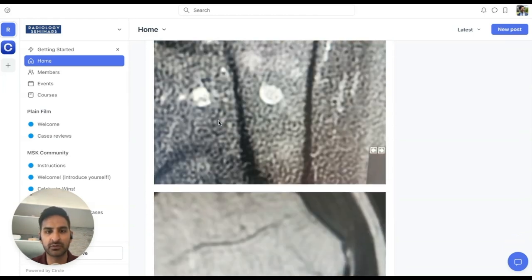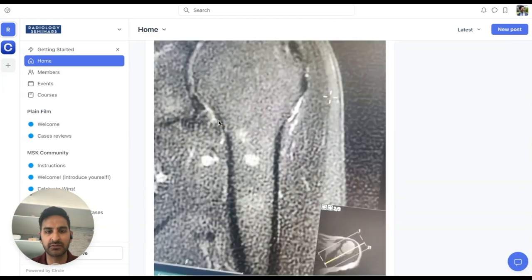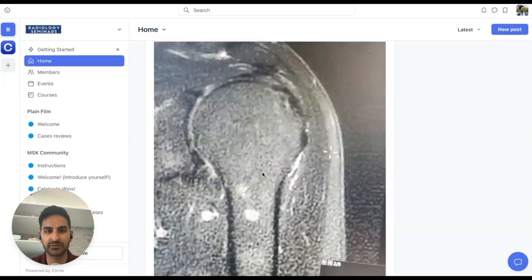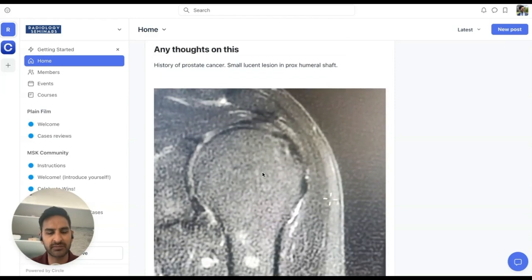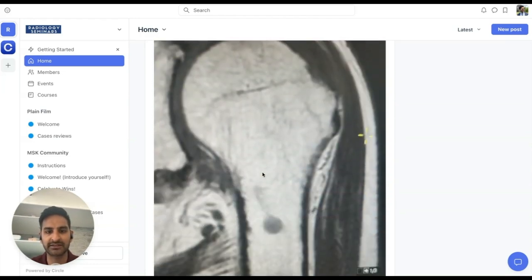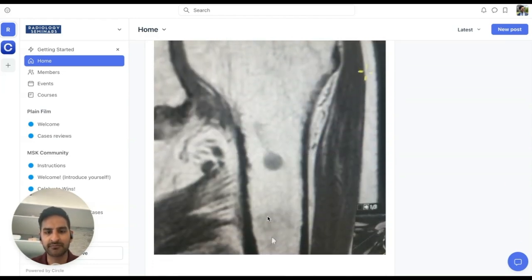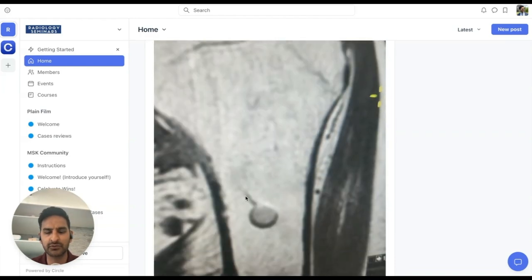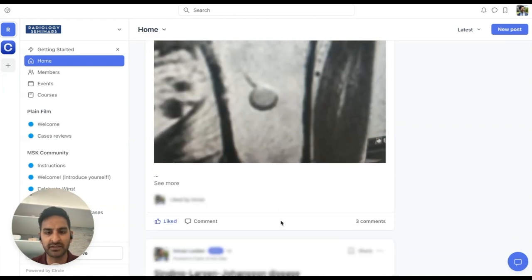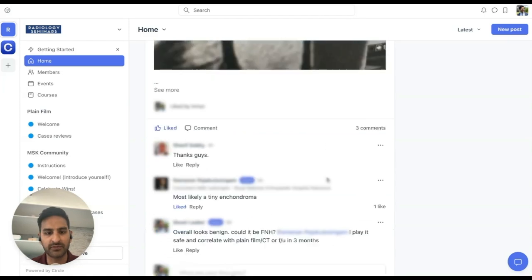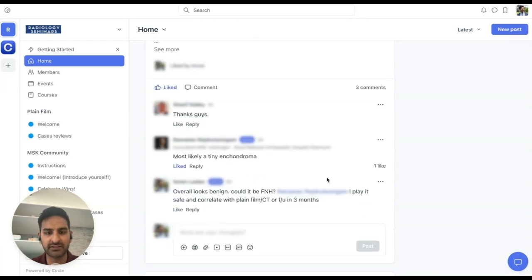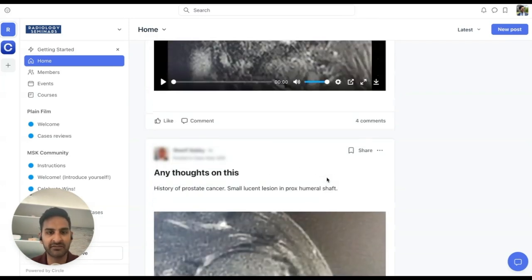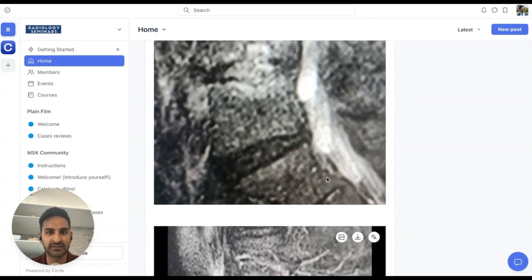Now, this was a weird indeterminate lesion that we were concerned about, weren't entirely sure. A small lucent lesion located within the proximal humerus, and the person has a history of prostate cancer. So as you can tell, we're a little bit worried. It looks a bit intermediate signal, a bit of fluidy signal over here, and then it almost felt like there's a vessel coming up underneath there. But I think we've had a comment from a resident expert who says most likely a tiny enchondroma. I probably would have gone for a follow-up, but fair enough. Yeah, most likely an enchondroma that is sitting there.